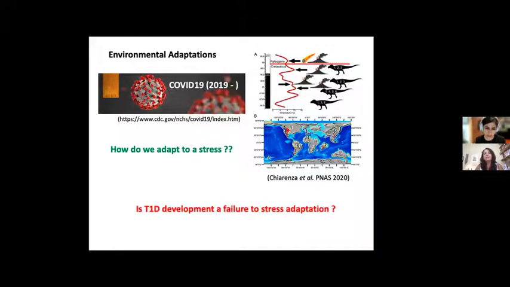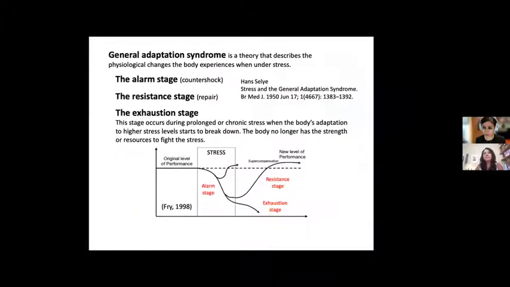We therefore ask the question, is T1D development a failure of stress adaptation? Stress adaptation was described over 20 years ago as three stages: the alarm stage, the resistance stage, and the exhaustion stage. We ask the question, is T1D development a failure of stress adaptation, considering the higher stress that beta cells are exposed to? So do we have exhaustion of adaptation?